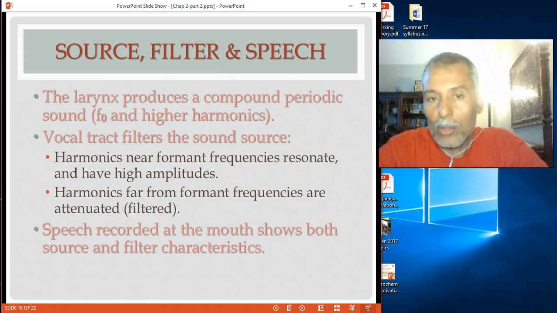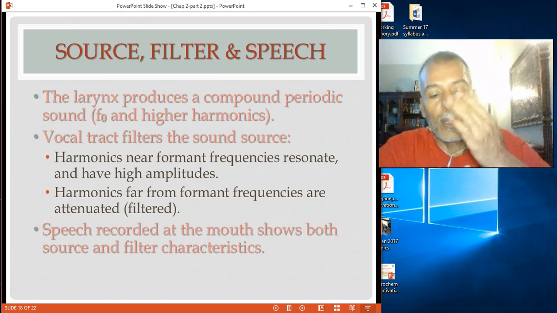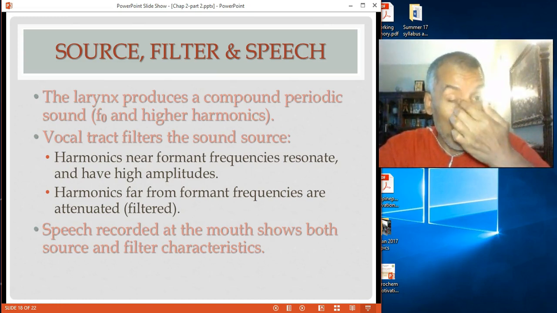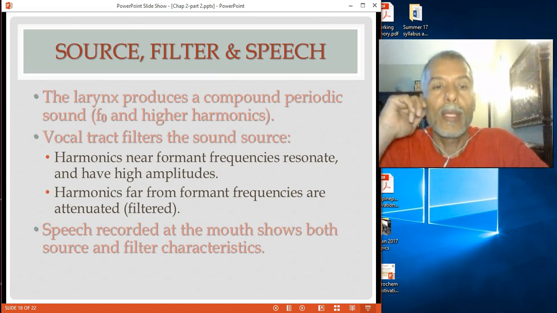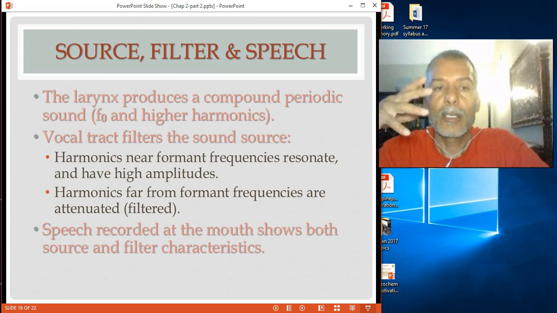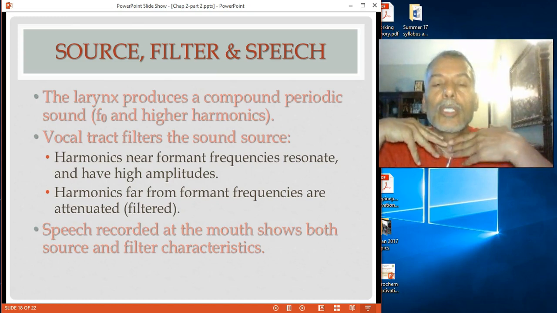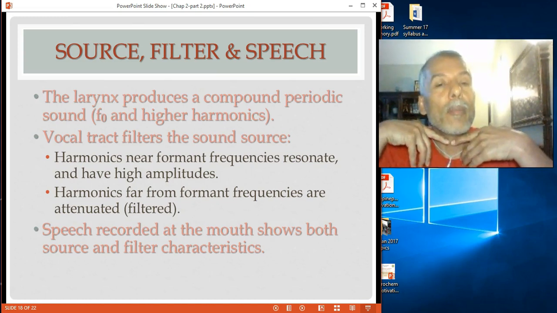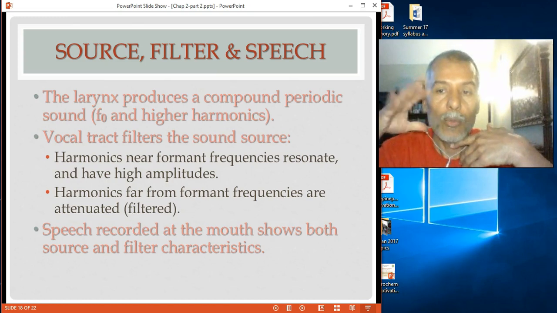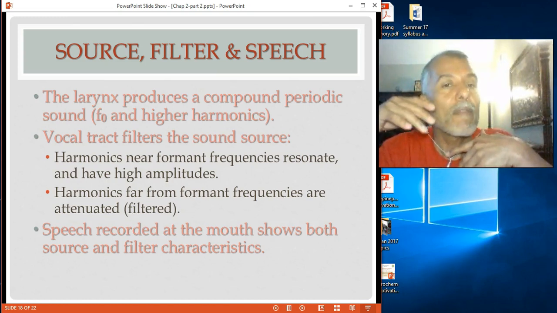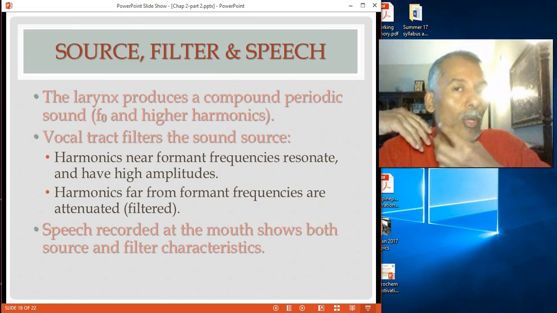Now, let's look at something that is called source filter theory. It helps us understand how speech is produced. We look at speech production as a product of a source, which is produced by the vocal folds. They make a buzz, and then a filter. We said the vocal tract acts as a filter because it's a 1/4 wave resonator.